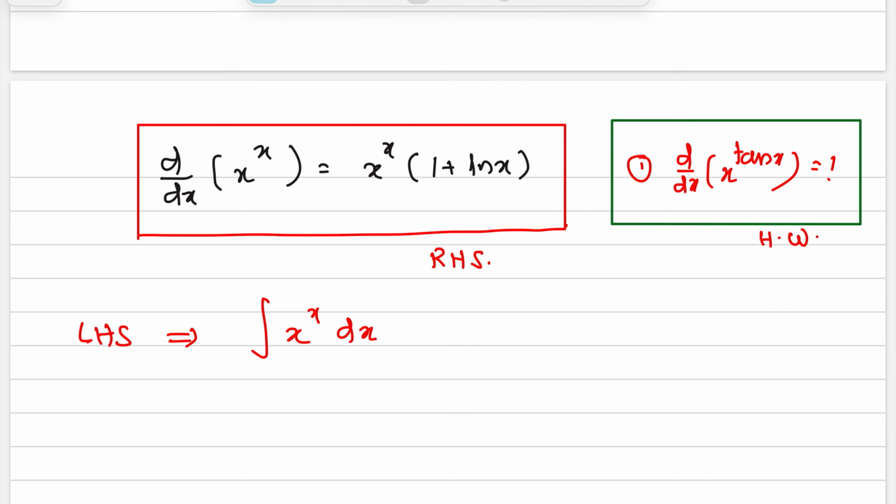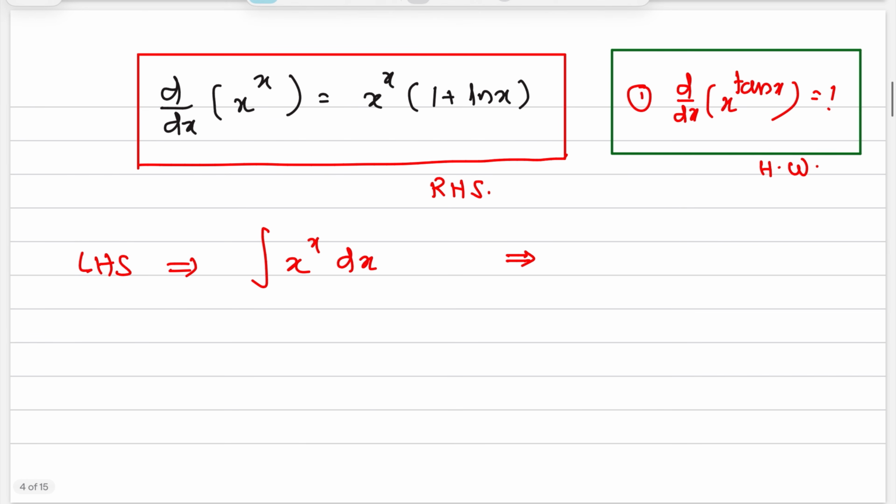Let us convert this indefinite integral into a definite integral with some constant. That is the major step we are going to take here. That's very important.